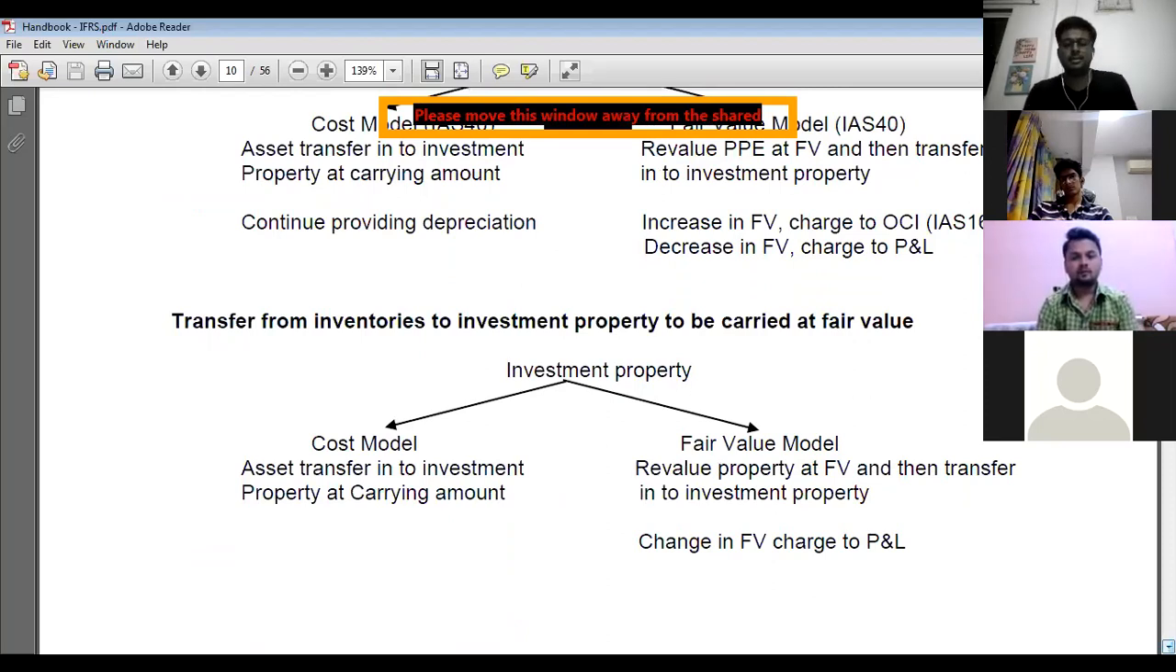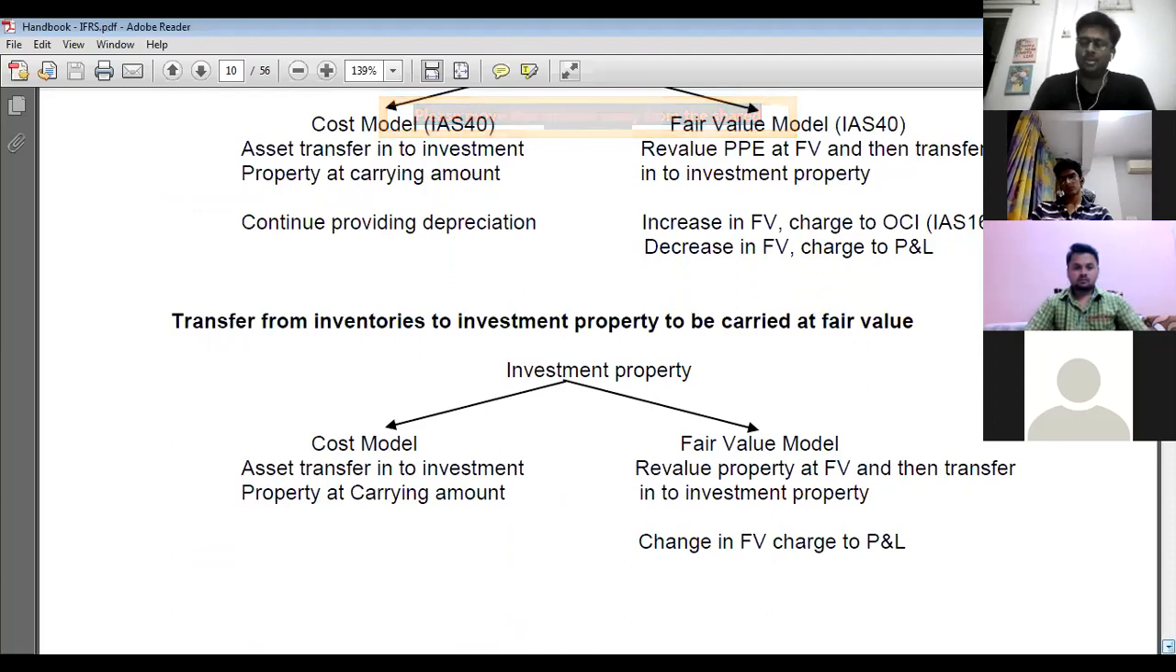And second is transfer from inventory to investment property. This will come in the case of builders only. Say a builder has constructed a building, three buildings. Initially, the plan was to sell them off, so for the builder it is inventory, it is stock. But now the builder is deciding not to sell but just to keep it for capital appreciation or to give it on lease. So previously it was inventory. Now it is shifting to investment property.